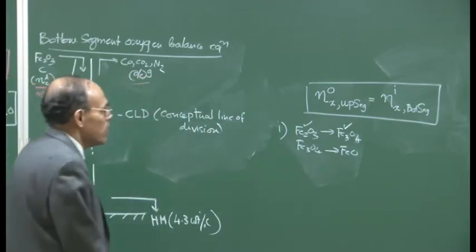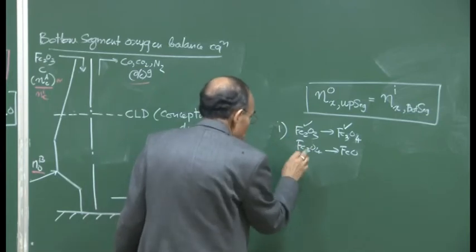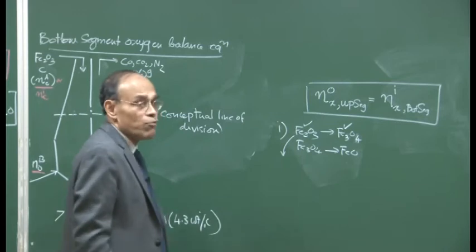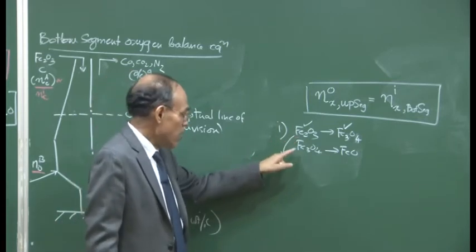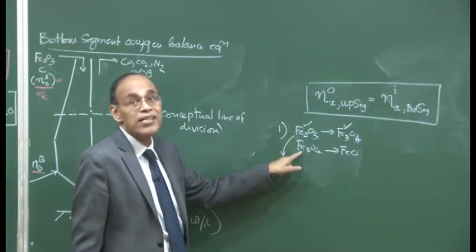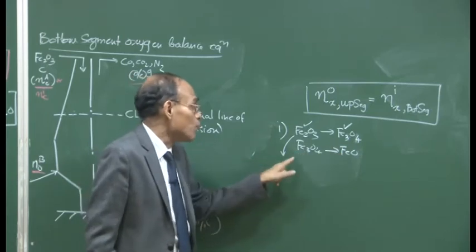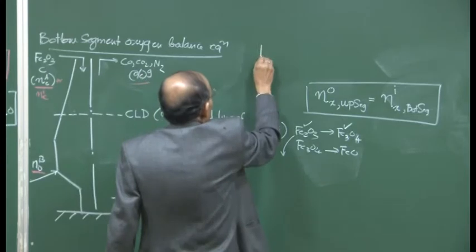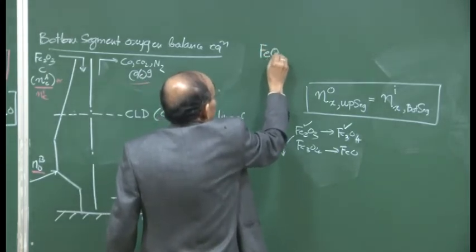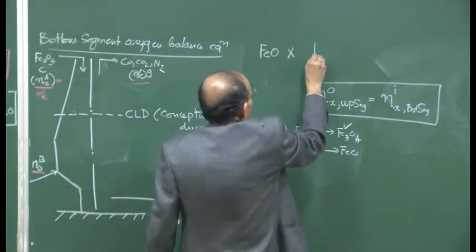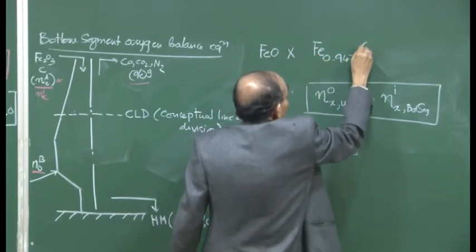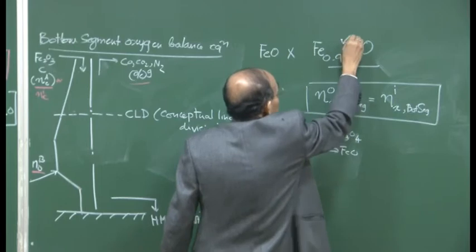In that context, you must remember that before I proceed further, I want to clarify one thing: Fe2O3 we call hematite, Fe3O4 we call magnetite, and FeO we call wüstite. Truly speaking, FeO is iron deficient. The actual correct formula is, this is the correct formula.